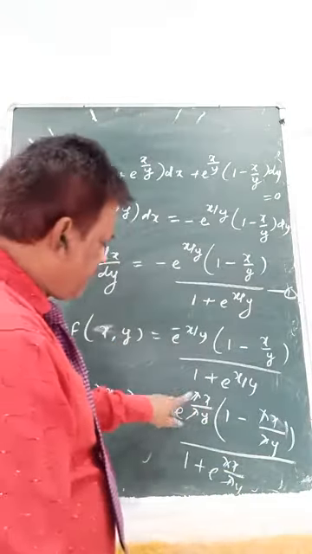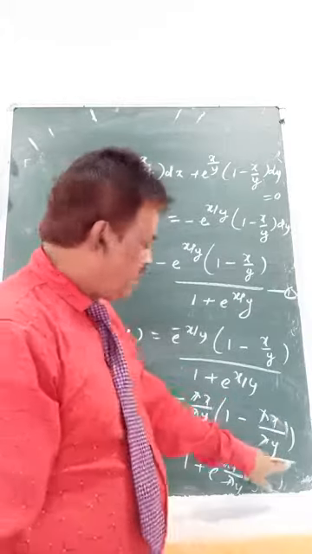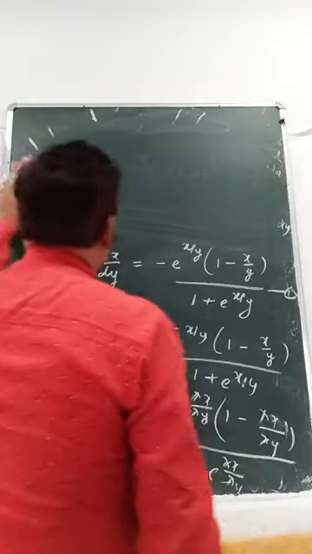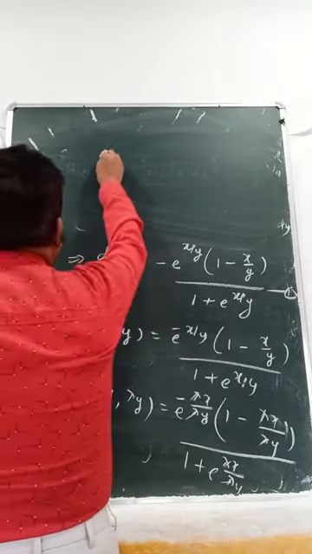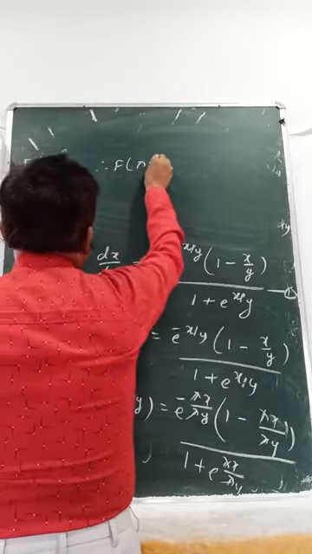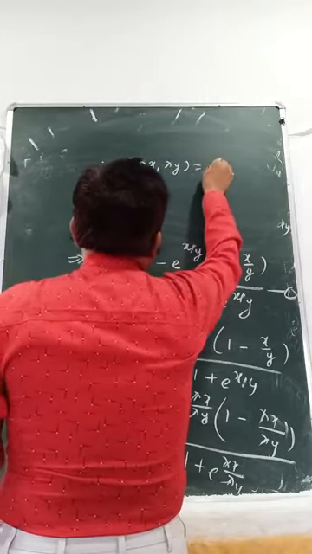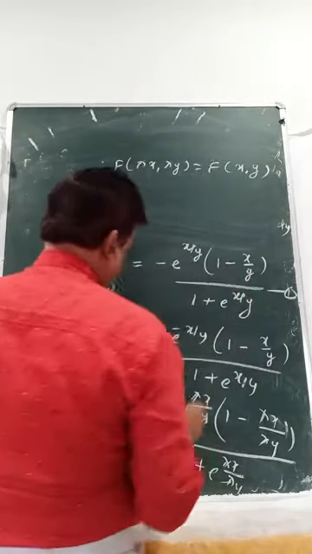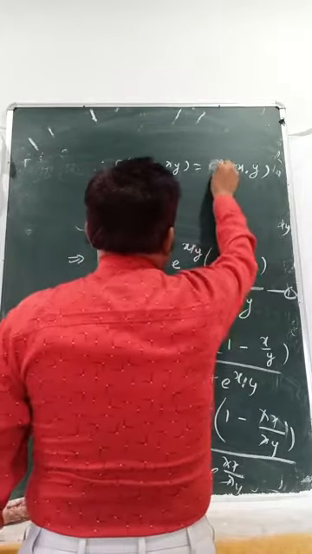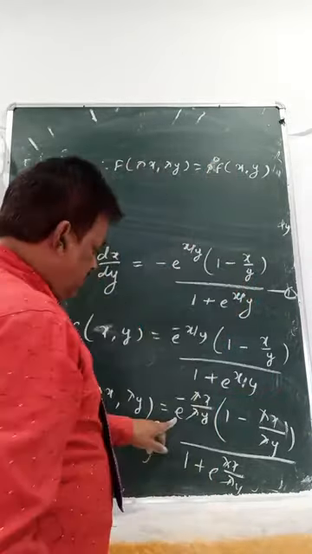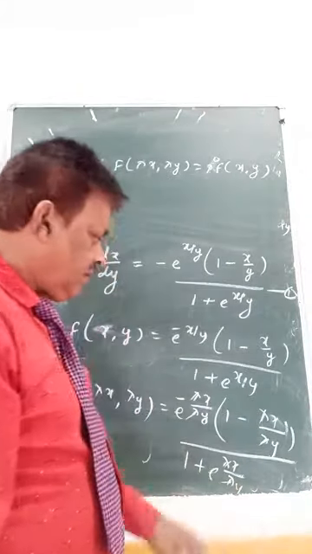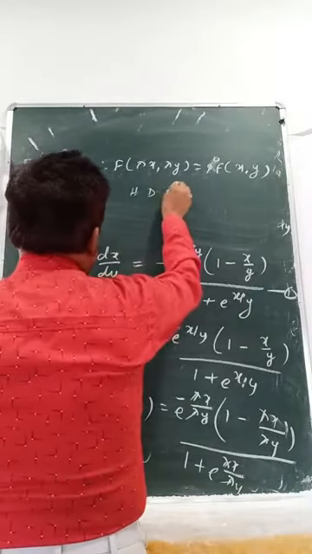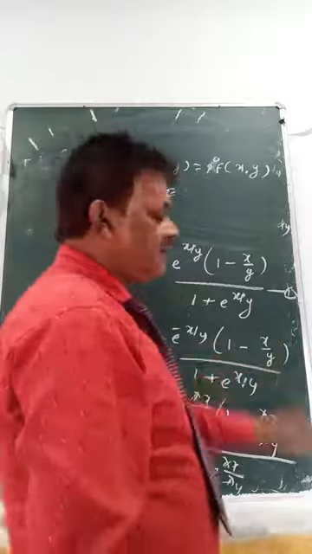So what do you get? e to the power minus x by y, 1 minus x by y, over 1 plus e to the power x by y. Therefore f of lambda x, lambda y is f of x, y. So f of x, y means lambda to the power 0, because no lambda is existing, so lambda to the power 0 you can write. So it is a homogeneous differential equation. Okay, now how to solve this?